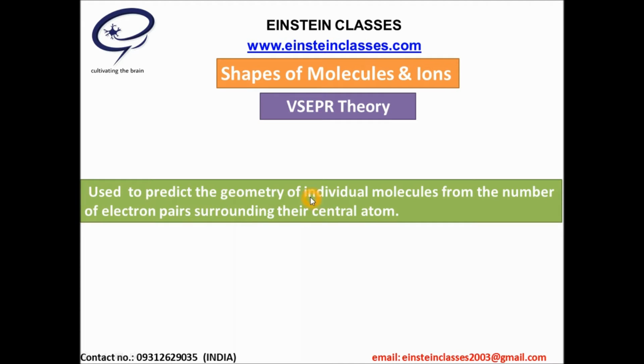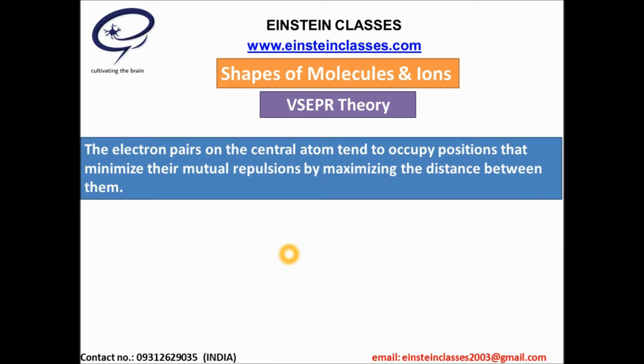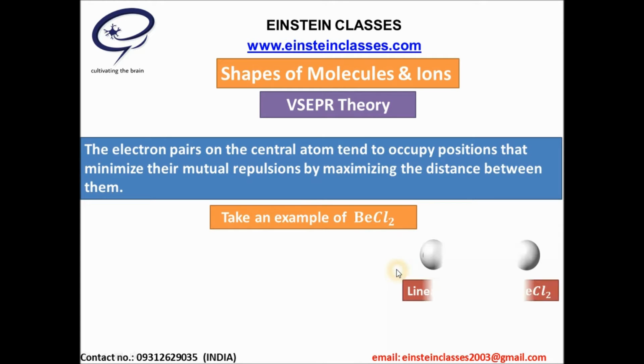Now electrons repel each other, as like charges repel each other. So the shape of a molecule would be stable if the electrons are at maximum distance apart. If the electrons are at maximum distance apart, then there is maximum stability. Now the electron pairs around the central atom tend to occupy the positions where there is minimum repulsion between the valence shell electrons. For example, in beryllium chloride, the two electron pairs are at maximum distance apart, and that is possible only if they are at 180 degrees to each other. That is, they have the linear geometry.